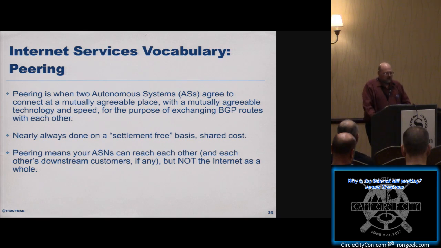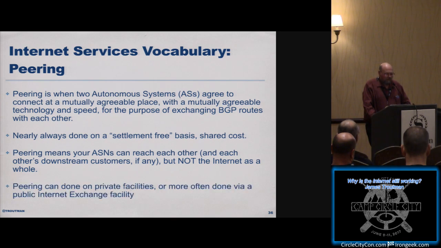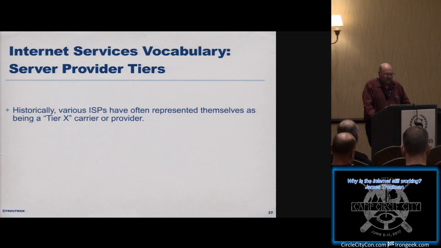And there's lots and lots of entities that do this all over the place. It can be done in private facilities, telecom hotels, data centers, and so forth. Very often done at a public internet exchange facility.